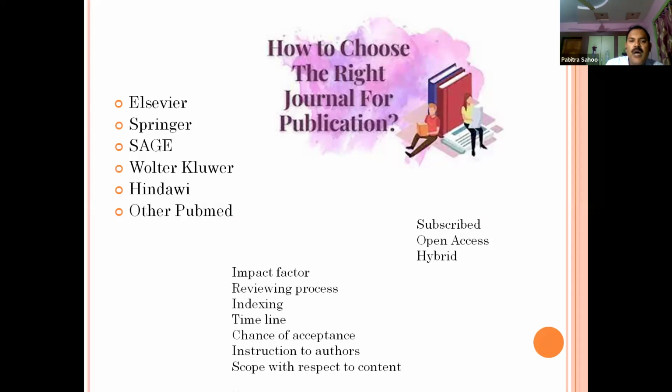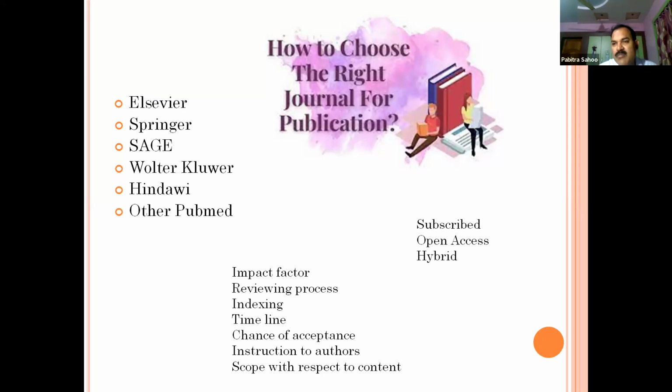Then if you are still confused about selecting a journal, these are the points you should look for. The impact factor of a journal, and if it is a high impact factor, whether your article will be suitable for it or not. What is the review process, and the duration of the review process? Some journals take a review process of 6, 7, or 8 months. So if you want to publish your articles quickly, you have to check what the normal review process is for that journal.